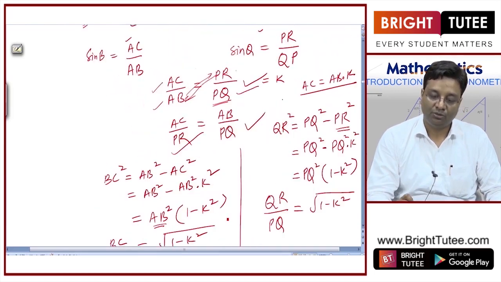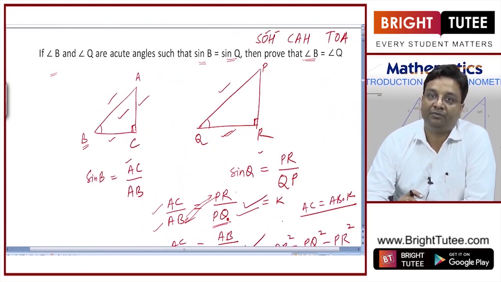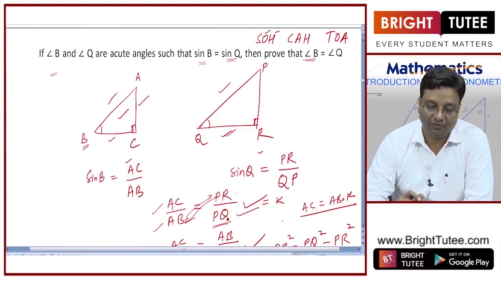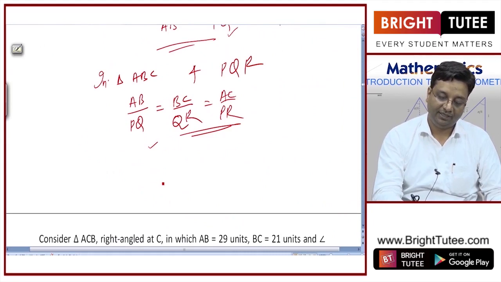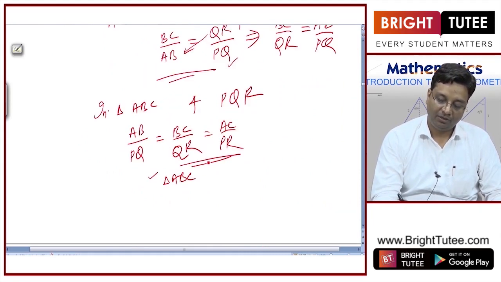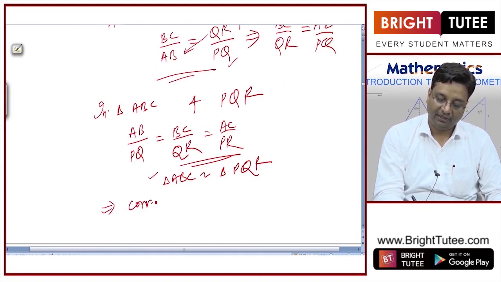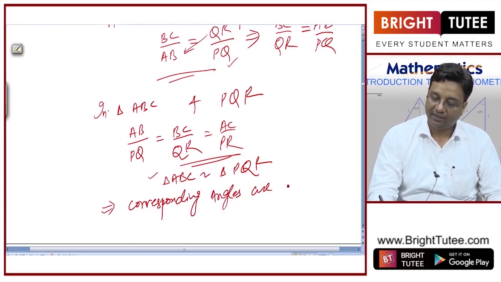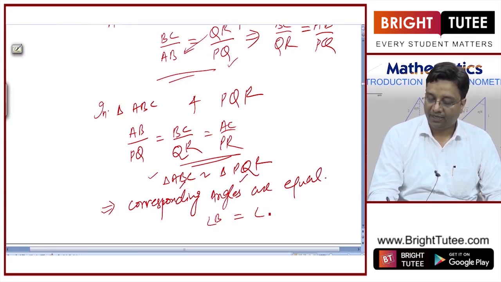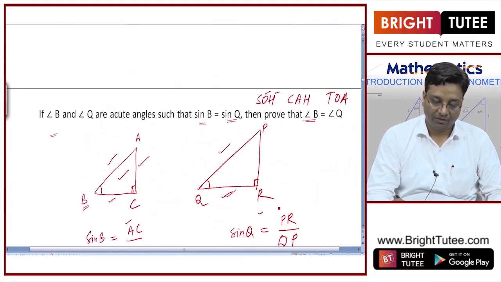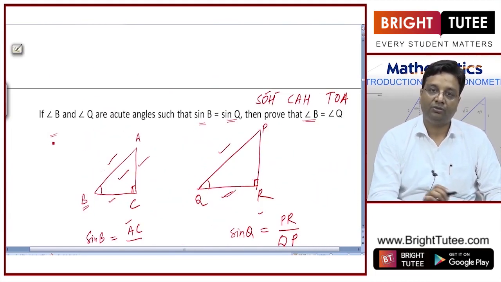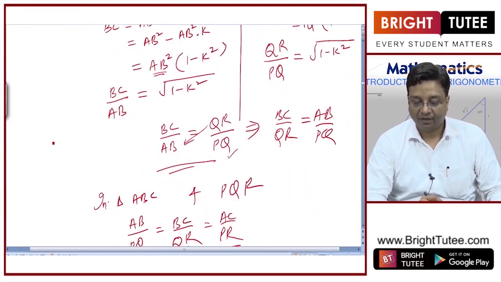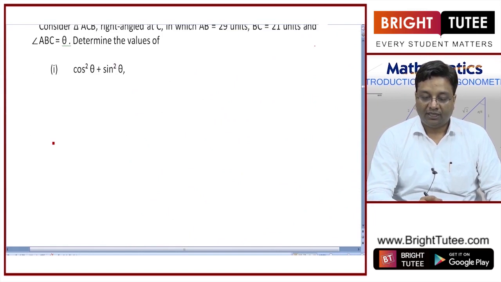So what can you say about these two triangles now? That these two triangles are similar because the ratio of all three corresponding sides is equal. Hence I can say triangle ABC is similar to triangle PQR, and hence corresponding angles of these two triangles are equal. So angle B will obviously be equal to angle Q, right? So this is the way we will prove that angle B is equal to angle Q, right? Okay. So let's move to the third category of questions here.